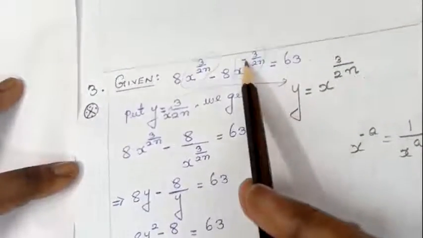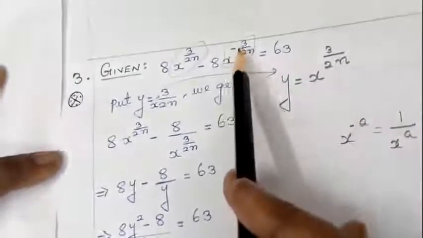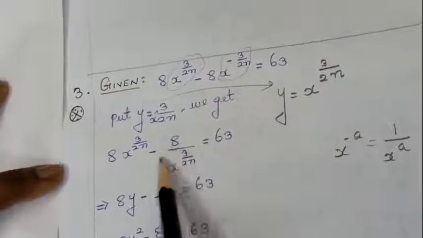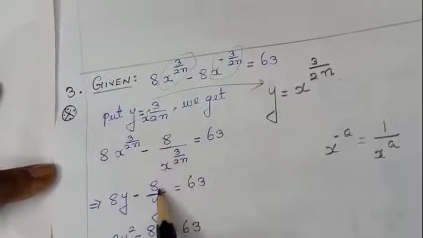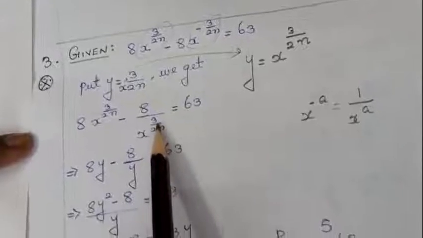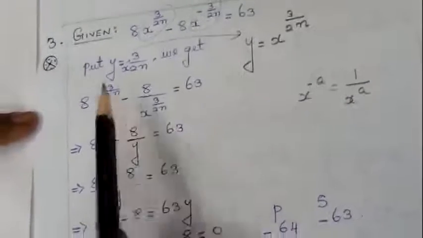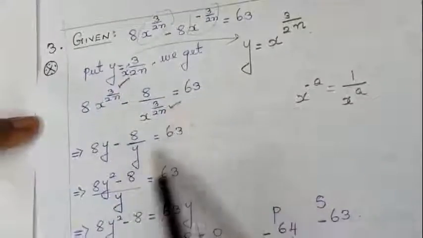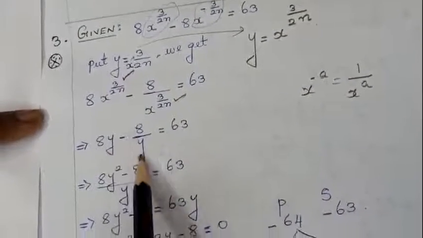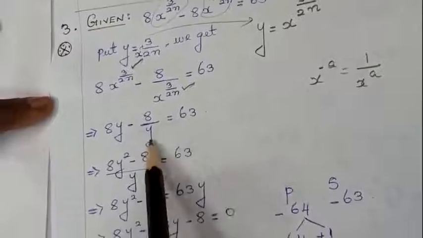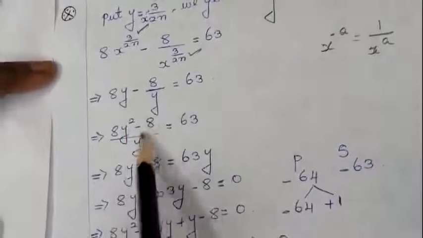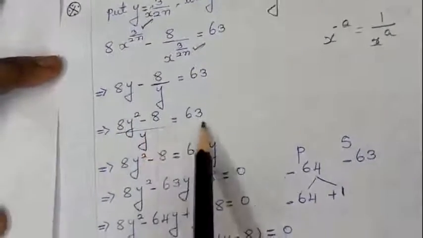Since we are having negative here, I am going to replace this as positive. I am writing like this: minus 8 divided by x to the power 3 by 2n equal to 63. In place of these two values, I am replacing it as y. 8y minus 8 by y equal to 63. Cross multiply: 8y square minus 8 divided by y equal to 63.